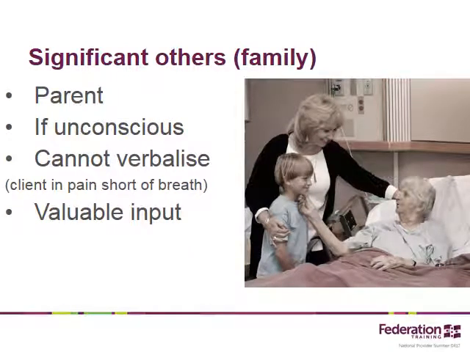It's important also to collect information from significant others, so family, friends that have come in with the patient. So a parent may give information about a child that's unable to verbalise and support information if the child can. If the person's unconscious, or can't verbalise because of a health alteration, like they have pain or they're short of breath and they can't speak, family and significant others have a role in giving information.